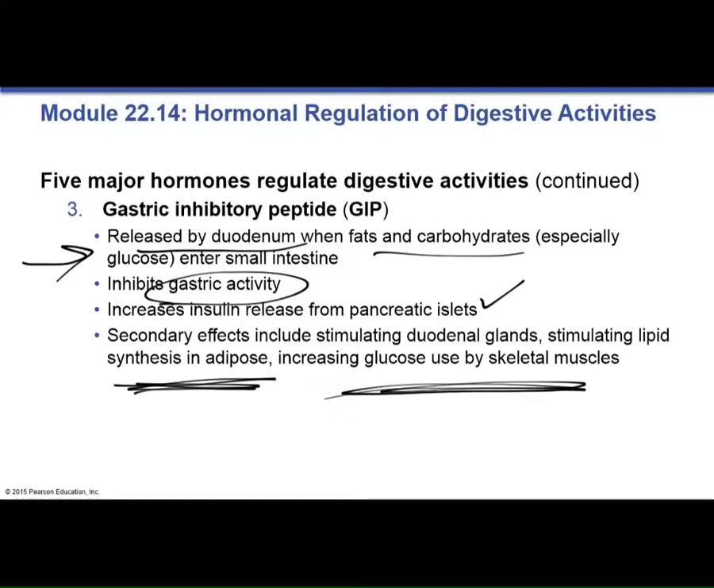So look at this connection. A lot of glucose is actually going to stimulate lipid synthesis. Yikes, that doesn't sound good. So the next time you're drinking a Coke, think, okay, not only are you getting the sugar and the caffeine, but you're also upregulating your GIP, which is also stimulating lipid synthesis in adipose. And I don't know about you, but I don't need any more lipid in my adipose.